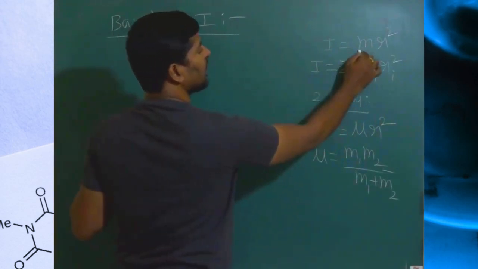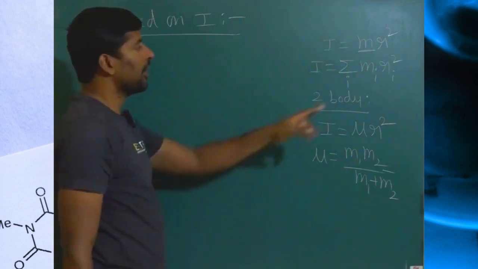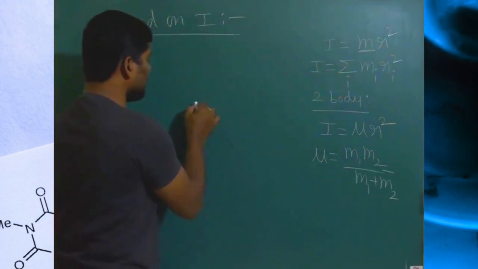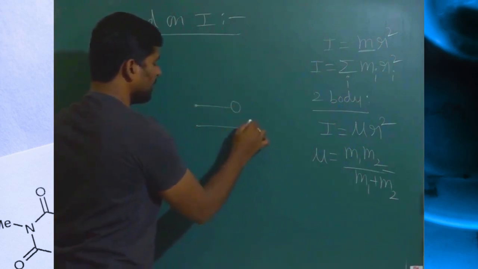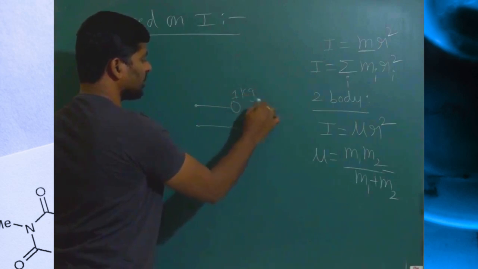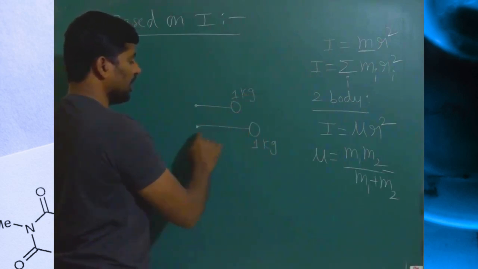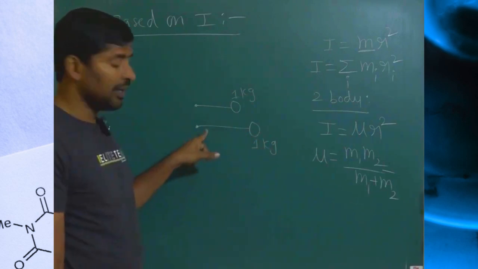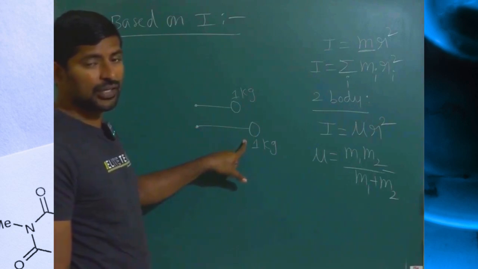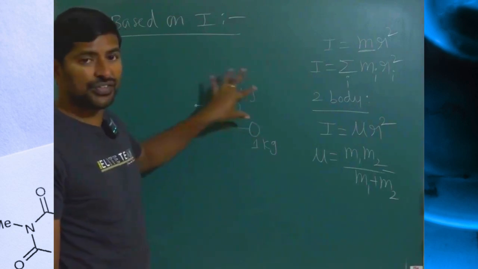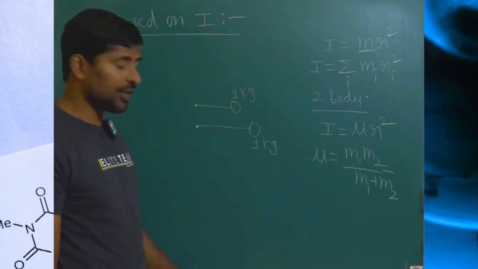If mass increases, it shows more restriction to rotation, as does the length of the particle from the center of gravity. Here 1 kg is attached, here also 1 kg is attached. Mass is the same, but here the distance of the particle from the center of gravity is increasing. Whenever the distance increases, it shows more restriction to rotation. So the second one shows more restriction to rotation.